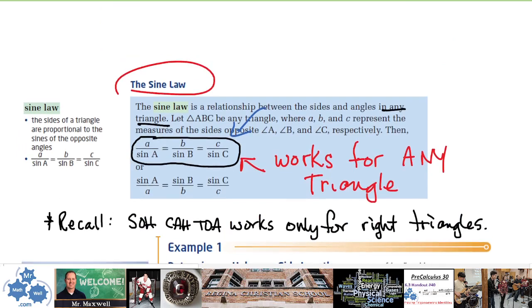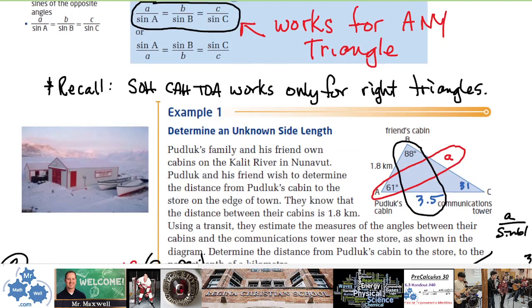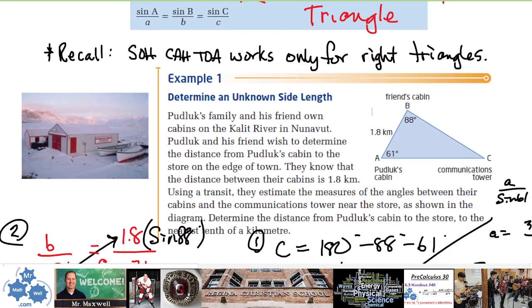The sine law can be used when we have a non-right triangle where we have an angle and opposite side that is known, or an angle and opposite side that can be easily determined. For example, I have an angle but no side that's given. I have a side with no angle that's given. However, this can still be used for the sine law because we can easily find this angle. And then we have this pair.